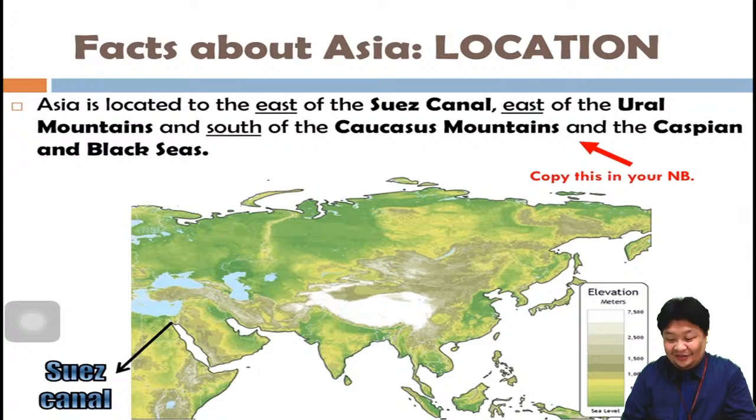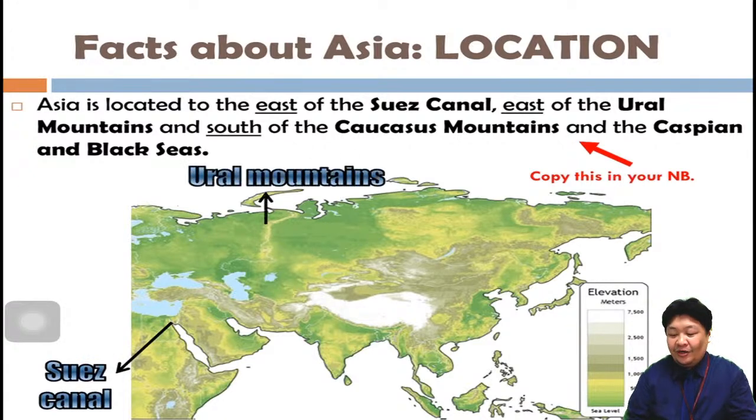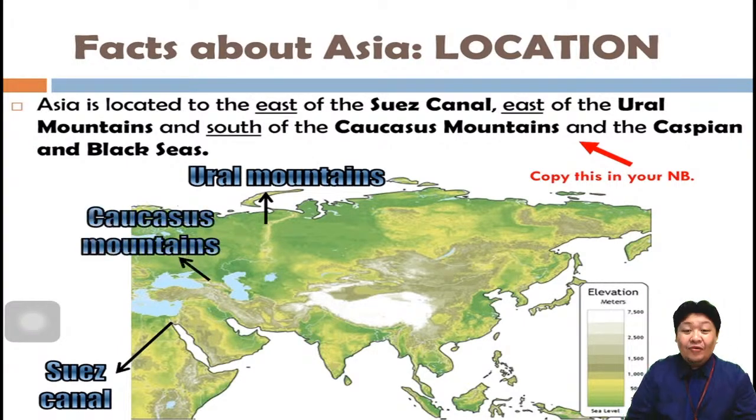Next border. Next border is Ural Mountains. Ural Mountains are a group of mountains between Europe and Asia. You can find it here. You can see the arrow. Okay, next. Caucasus Mountain. Okay? Caucasus Mountain.